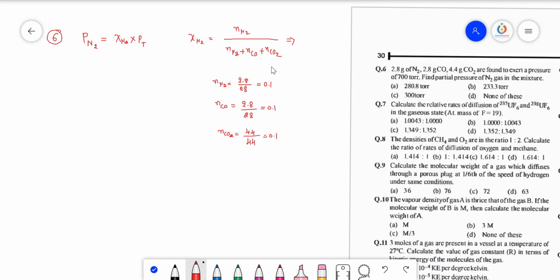So, mole fraction of nitrogen is equal to number of moles of nitrogen, 0.1, divided by the total, which is the sum of these values, that is 0.3. We can write this value as 1/3. So, now partial pressure of nitrogen is equal to 1/3 of total pressure. Total pressure is given as 700 torr. So, 1/3 of 700 torr means we will get 233.3 torr. So, option B is correct.